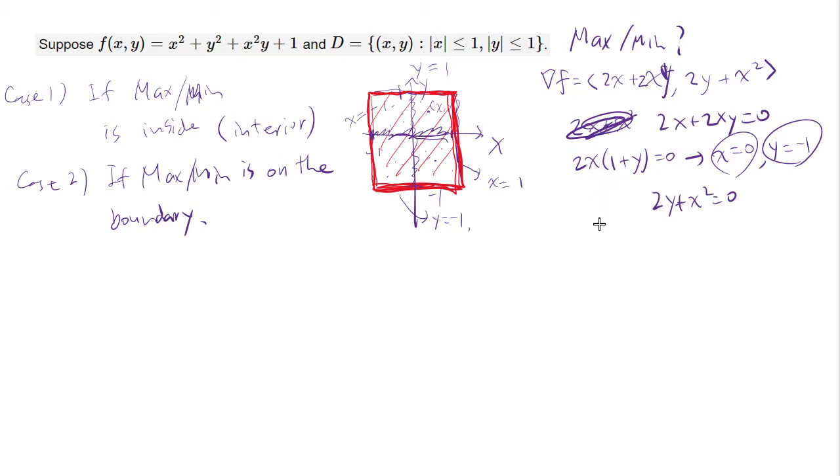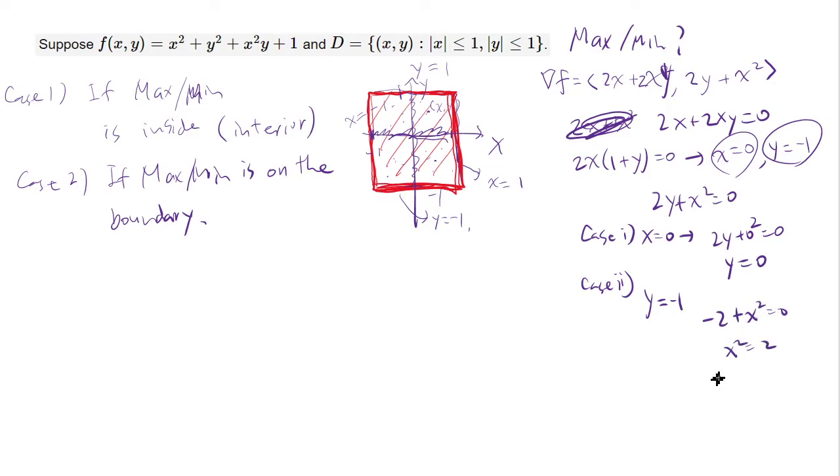Then we have to track these cases down again. So case 1 and case 2. When x is 0, you plug in 0 here, 2y plus 0 squared is 0, so you get y as 0. Now case 2, if y is -1, you plug it in here, you get -2 plus x squared equal to 0, so x squared must be 2, so x equals plus or minus radical 2. Therefore we get points (0, 0), or plus or minus square root of 2, -1.